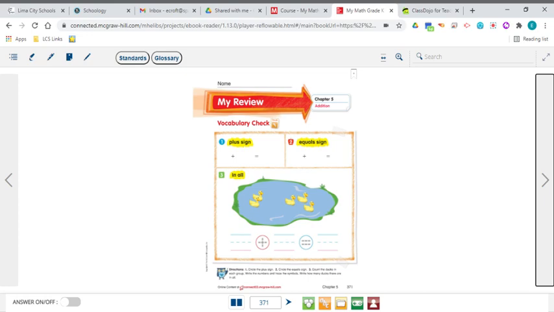All right, it is time to review for tomorrow's chapter test on addition. So you will need to be on page 371 in your math book, 371, so we can talk about all of the things you'll need to know for tomorrow's assessment, tomorrow's test.